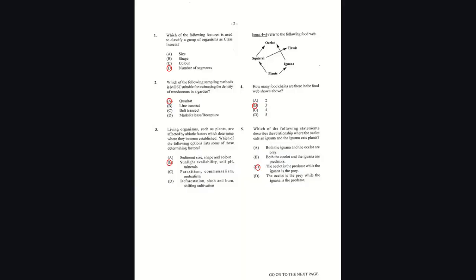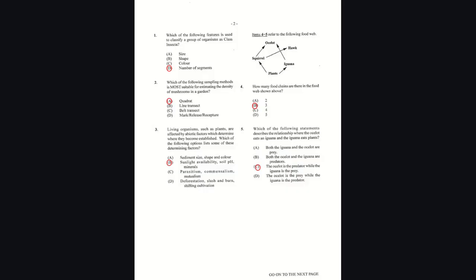So now we're going to look at question number 1. Question 1 says, which of the following features is used to classify a group of organisms as class Insecta? And the correct answer to this question is D, number of segments. The other options were A, size, B, shape, C, color, but the correct answer is D, number of segments.